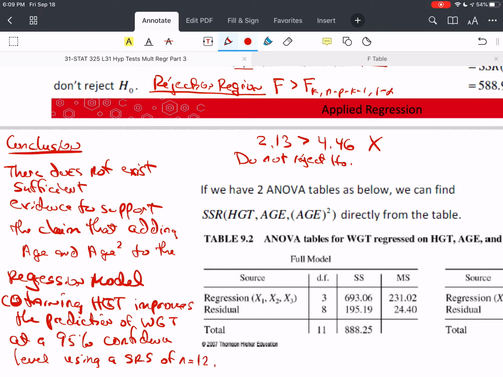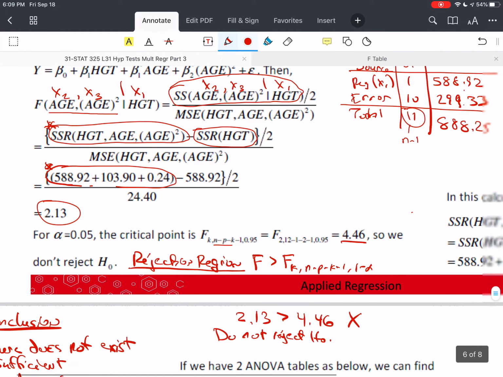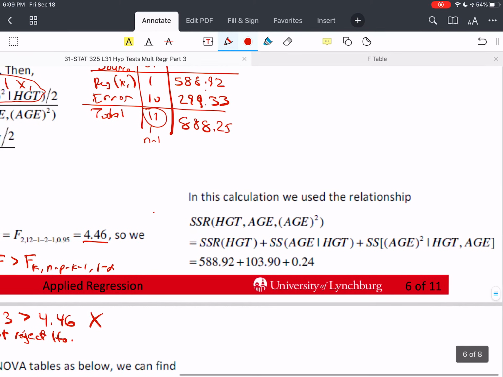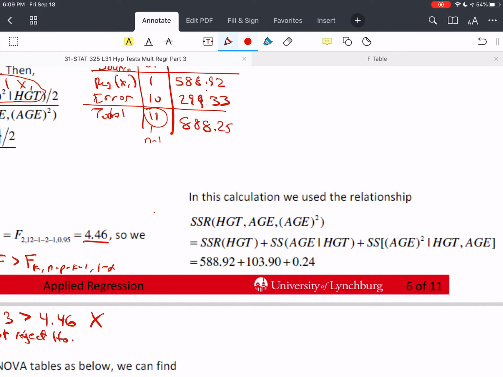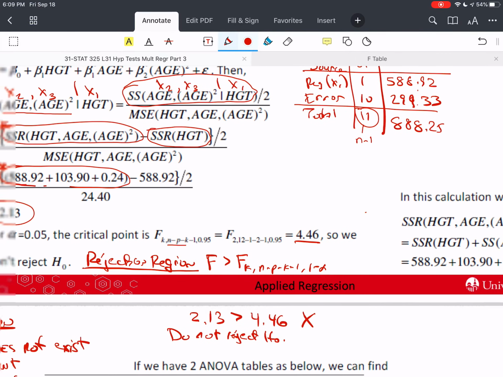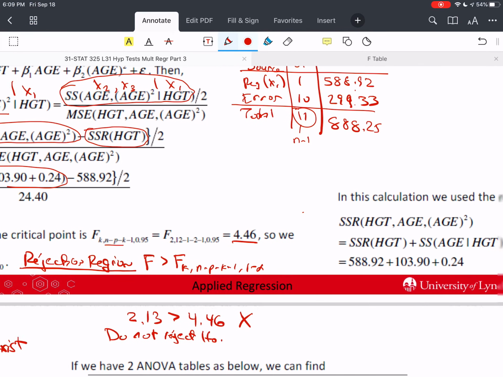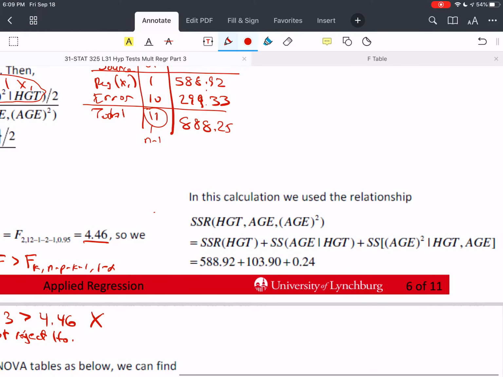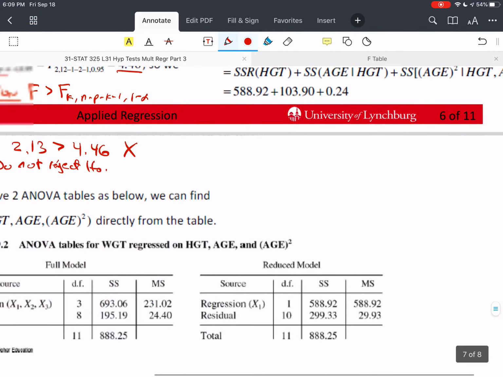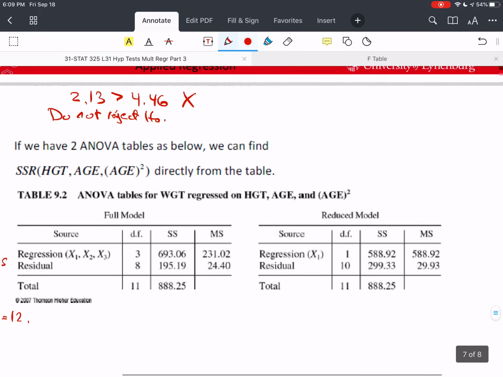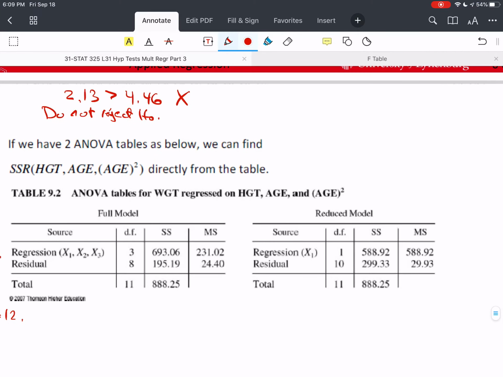Sorry, it's messy, but you have it written elsewhere. Okay, and so they give a little explanation of what we did over there. So you have that to read. I'll pause here so you can read that if you need to. Okay, so here is what I was saying earlier. If we have two ANOVA tables, we can find this directly from the table.